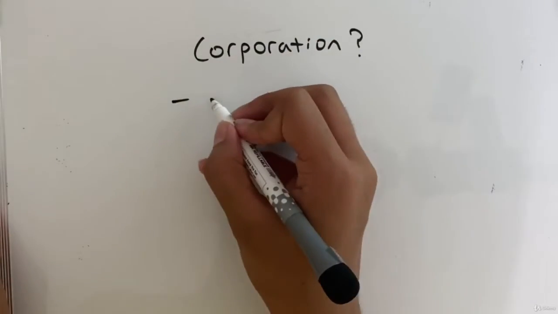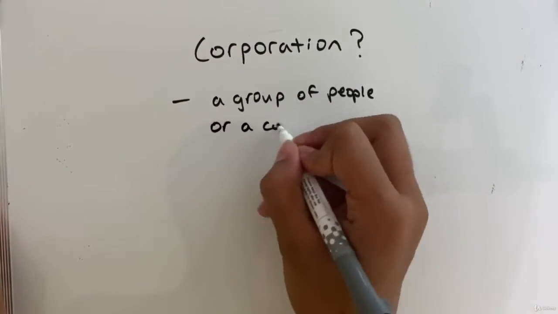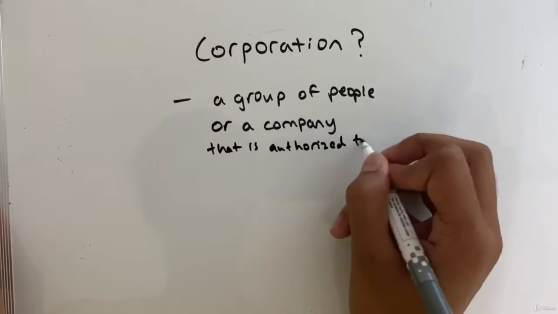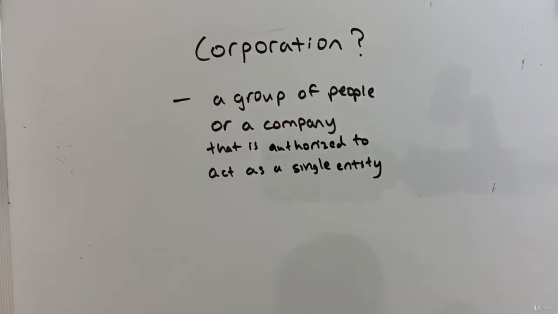Before we get into private and S corporations, you must know that a corporation is a group of people or a company that is authorized to act as a single entity.